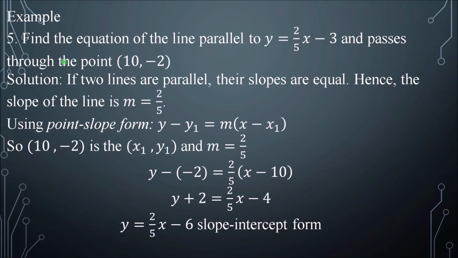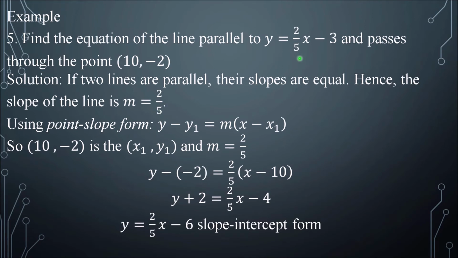Number 5. Find the equation of the line parallel to y is equal to 2 fifths x minus 3 and passes through the point 10, negative 2. So in this case, we need to find the equation of the line which is parallel to this line. So take note of this. If two lines are parallel, their slopes are equal. Hence, the slope of the line is m is equal to 2 fifths. Because as you can see here, the slope of this line is 2 fifths.